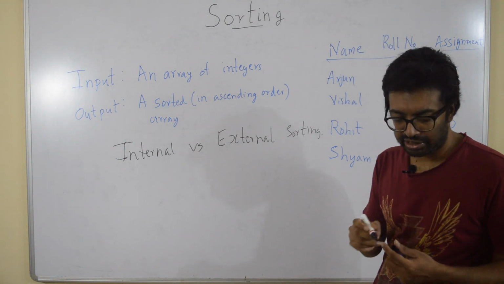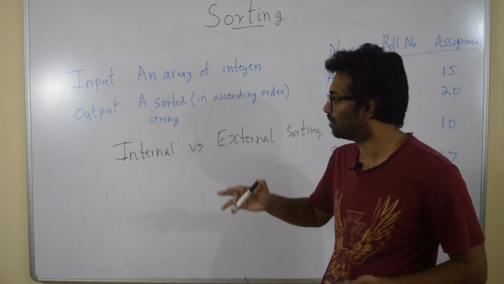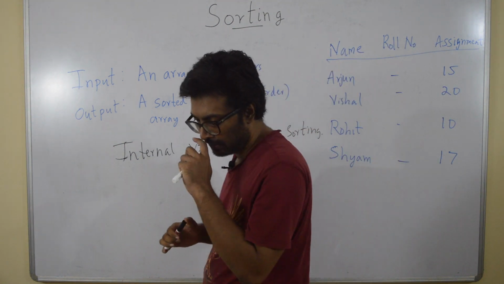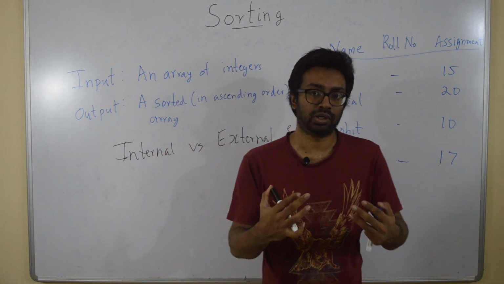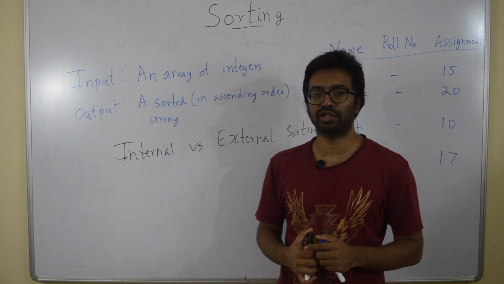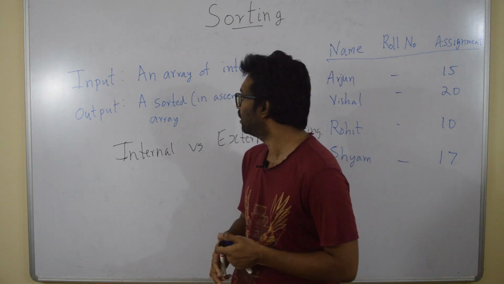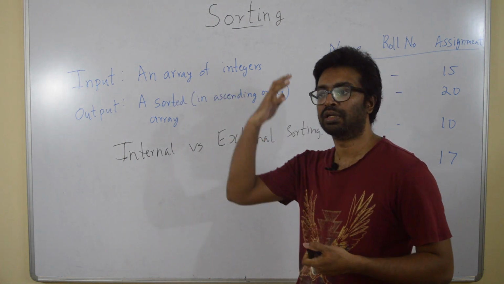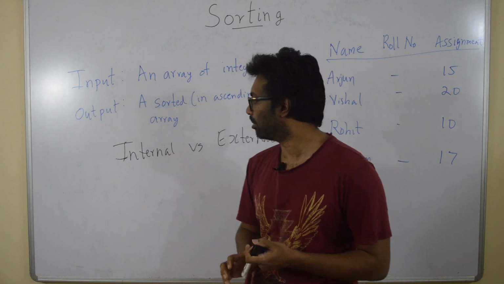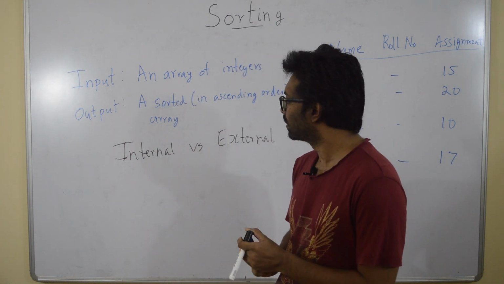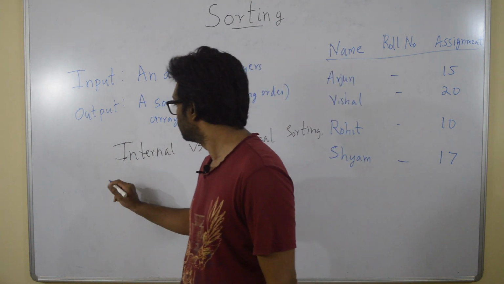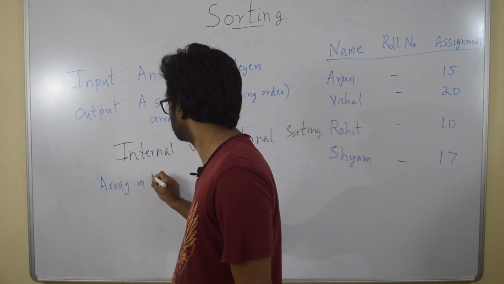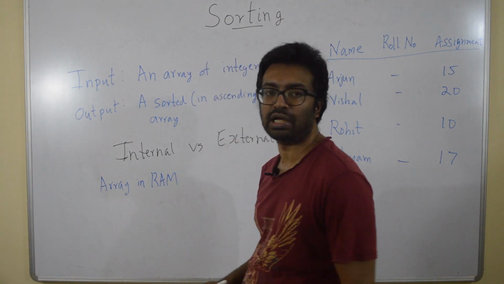So in general, there can be two types of sorting. One is called internal sorting and the other external sorting, right? What are those sorting? In internal sorting, you are going to assume that your entire array, this array of integers, is in your RAM, in your memory. So the array in RAM.